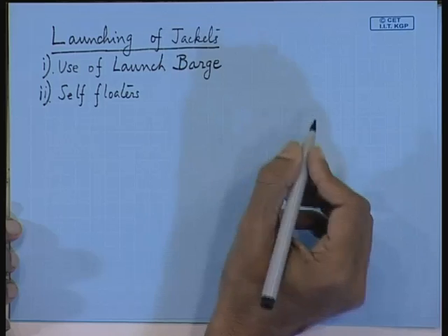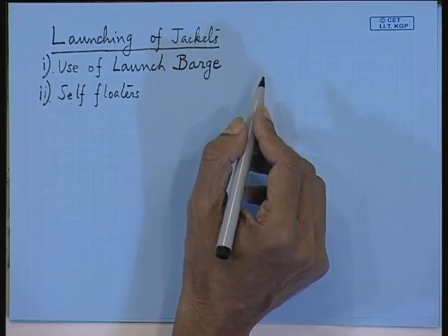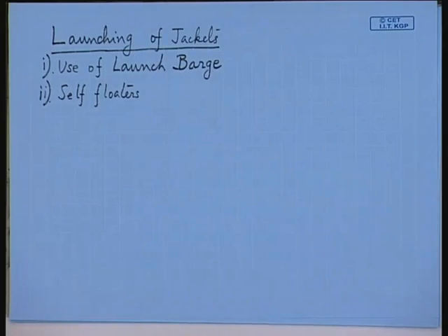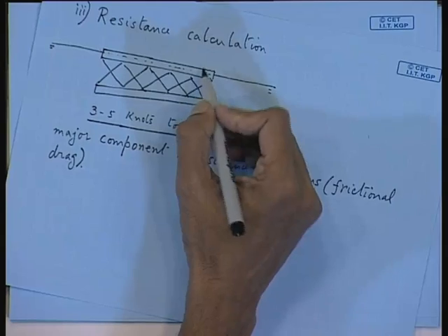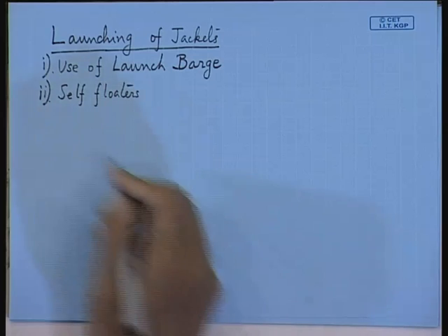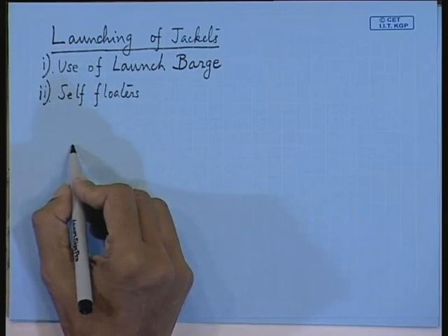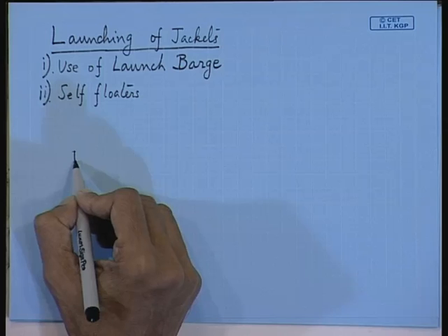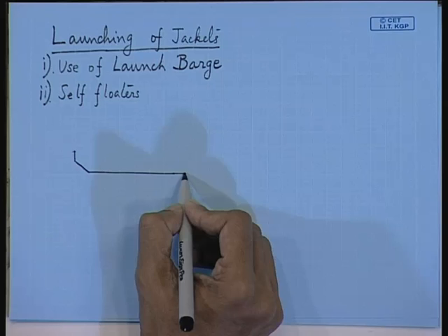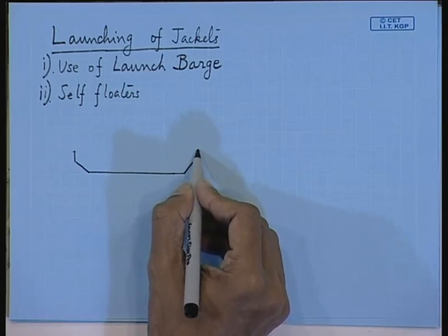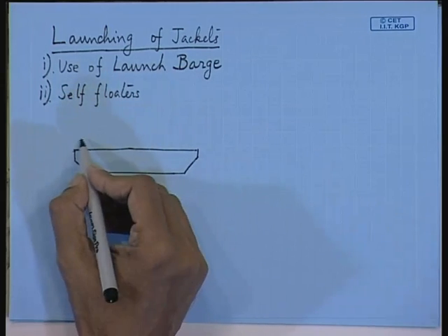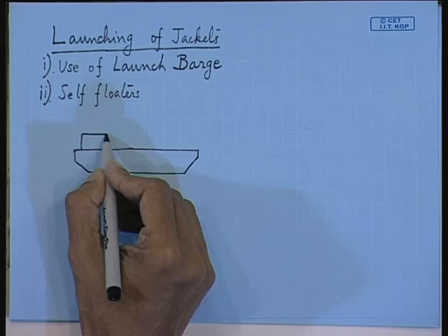Now your jacket is not ship-shaped, isn't it? You are transporting an object which is floating in the water, but it is neither motion friendly nor resistance friendly. Now if you transport it on top of a barge, you are getting some advantage of the ship shape. Say this is barge borne. But the problem with this is that you have to dedicate a barge separately for transportation of a jacket.